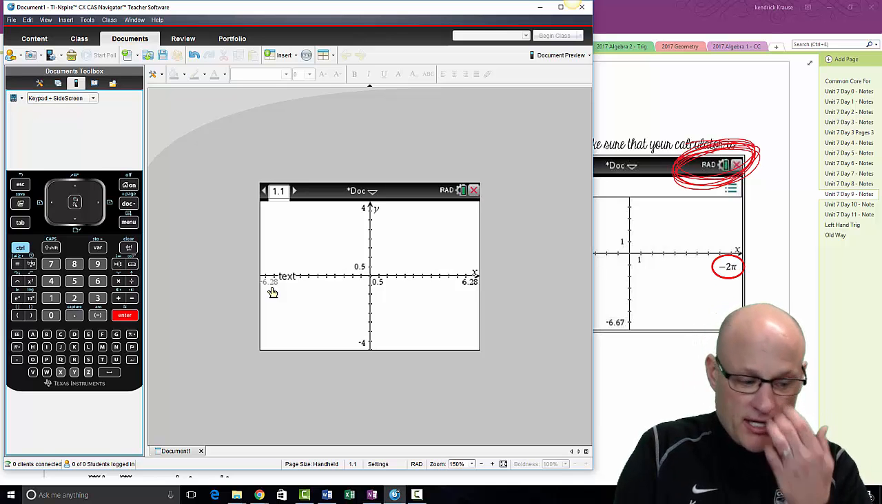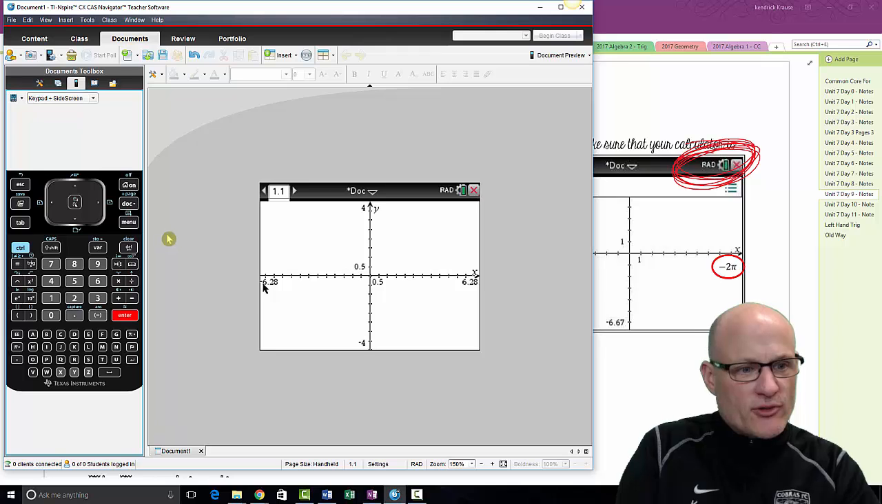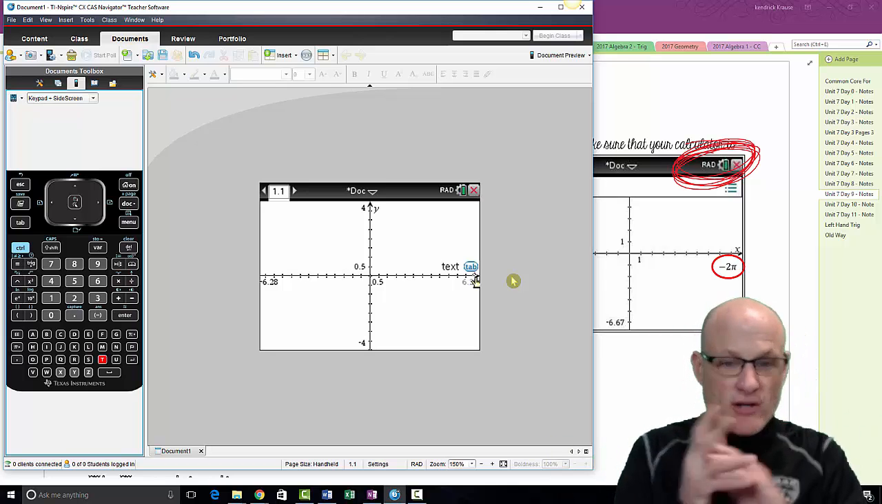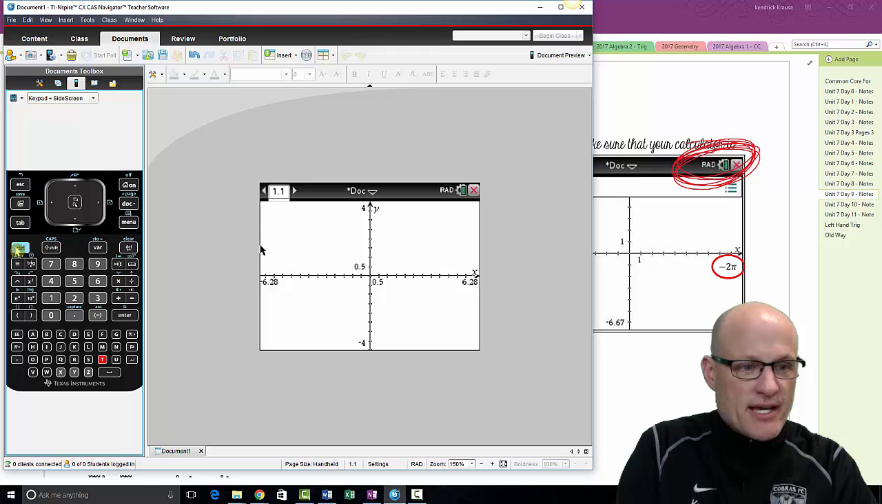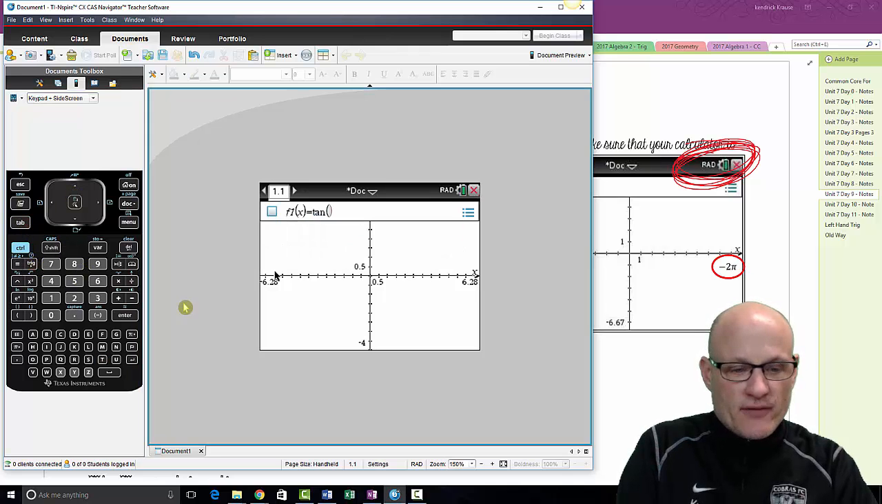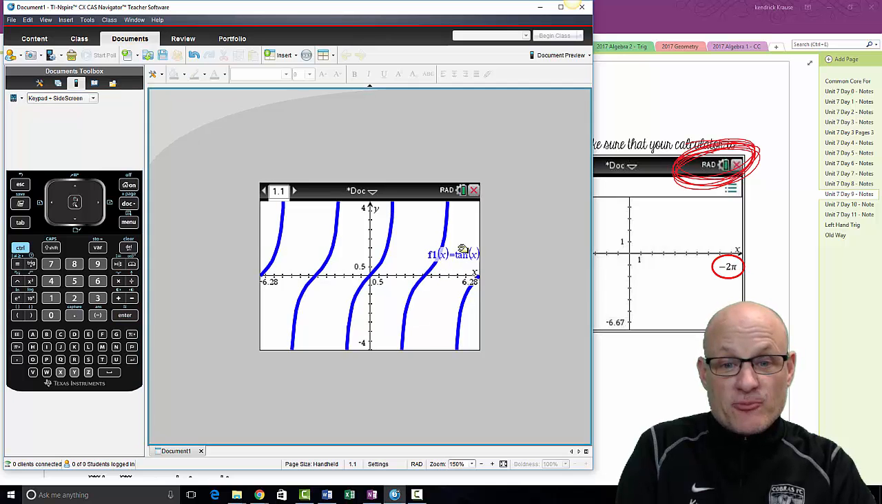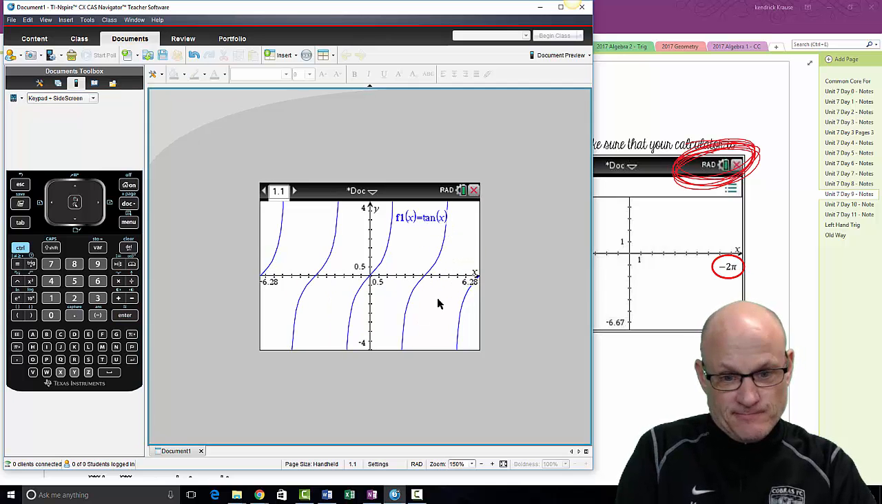We're also going to want to change our table settings. So Control T. Oh, I don't have a graph in there. I'll have to do that in a minute. So, we're going to graph tangent. Tab, tangent of x. We're going to see finally what tangent looks like, and hit enter. Now if you don't see this, it's because you're not in radian measure.